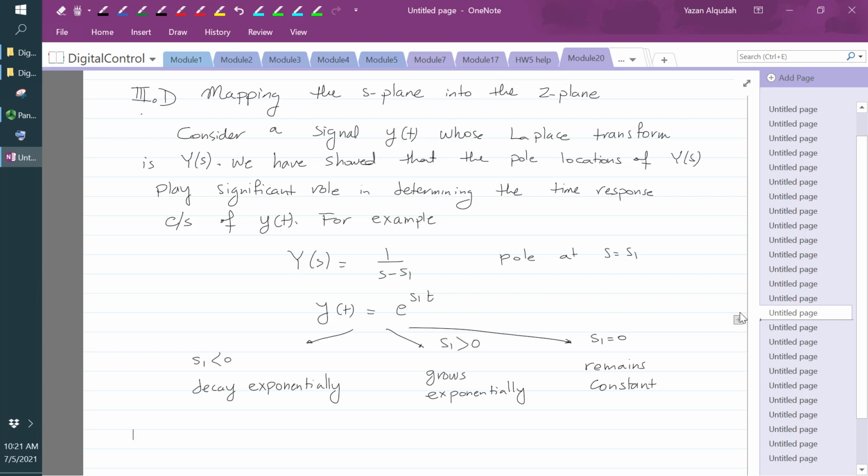So therefore, if I have Y(s) equal to 1 over s minus s1, and the pole is at s1, depending on the value of s1, I can have a response that decays exponentially if s1 is less than 0. I can have a response that grows exponentially if s1 is greater than 0. I can have a response that remains constant if s1 is equal to 0.